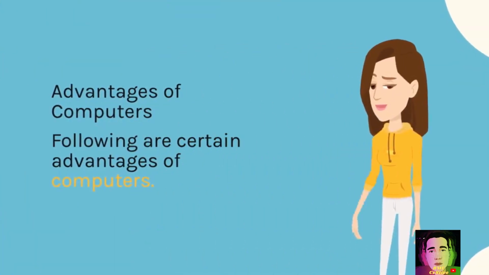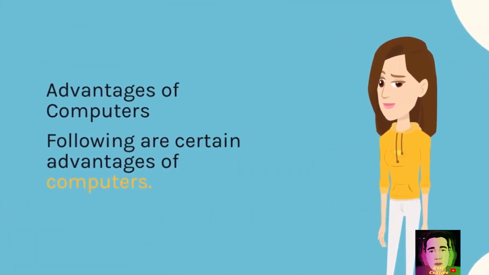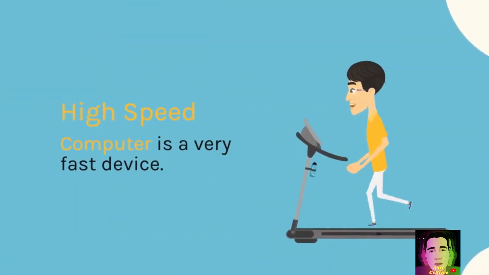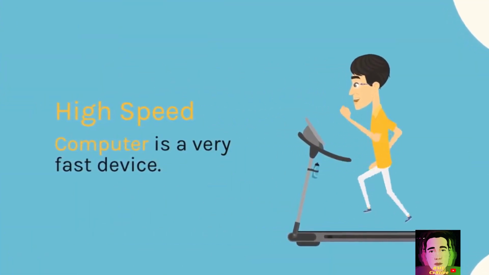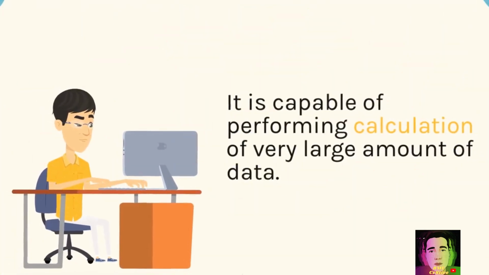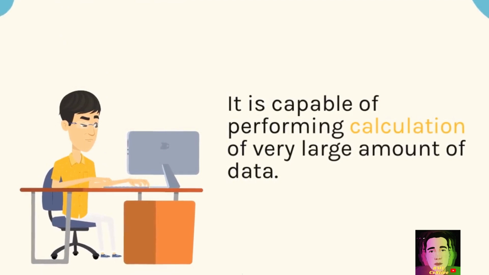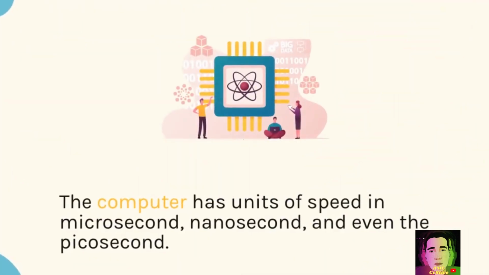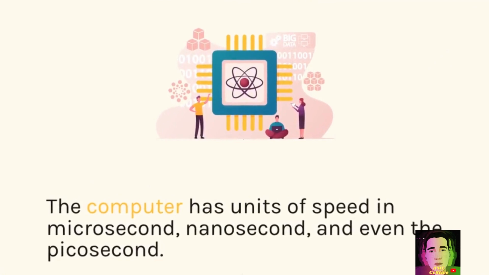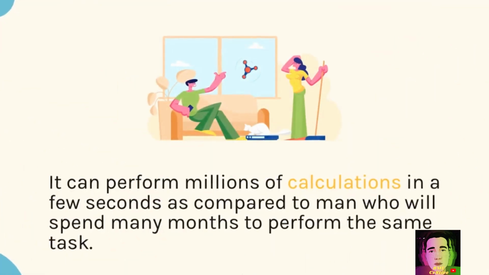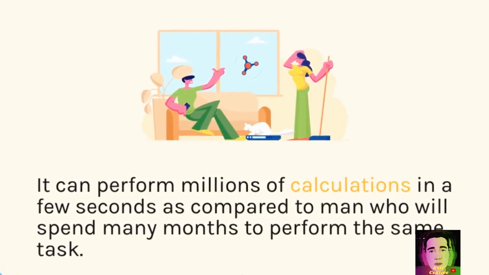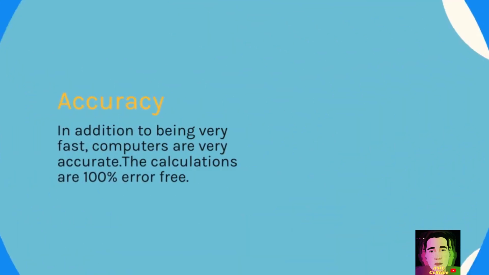Advantages of computers. Following are certain advantages of computers. High speed. Computer is a very fast device. It is capable of performing calculation of very large amount of data. The computer has units of speed in microsecond, nanosecond, and even the picosecond. It can perform millions of calculations in a few seconds as compared to man, who will spend many months to perform the same task.